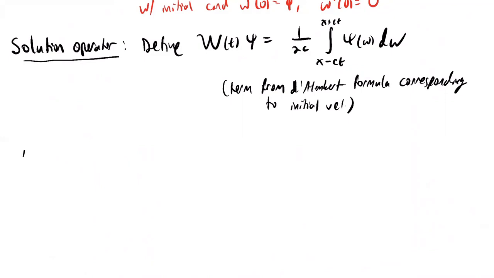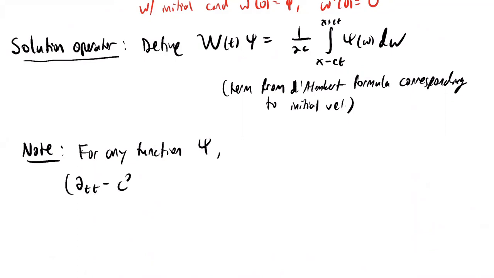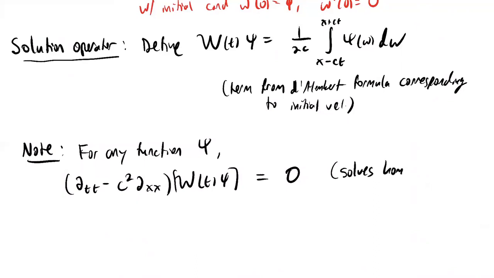In particular, I'm going to omit the calculations, but you can check pretty easily. Again, just pause the lecture and check what I'm about to write. It shouldn't be too hard. You can check that for any function psi, which is the initial velocity, if I apply the wave operator to W_t of psi, this is equal to 0. So it solves the homogeneous wave equation.